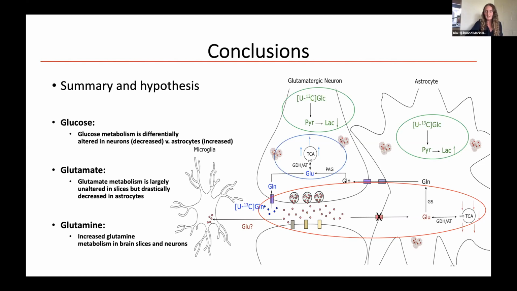But it would be interesting to see the connection between glutamine dysregulation and LD and glycogen. So with that, I'll say we showed differential metabolic disturbances in both LD brain regions and neurons and astrocytes.